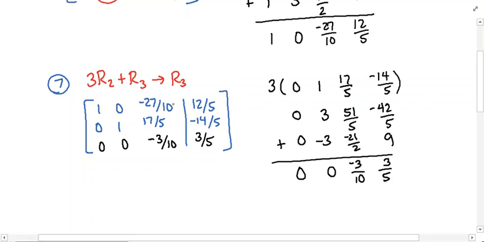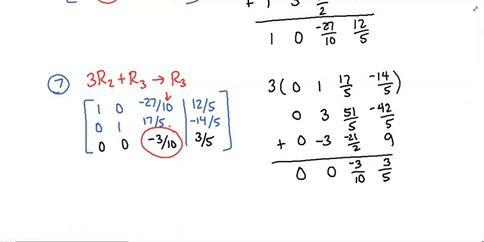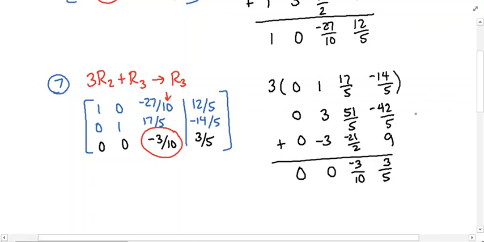First order of business, secure your 1 on the main diagonal. So you need to change this guy to a 1. Switching rows does you no good. So we're going to have to multiply or divide this row by a non-zero number. Easiest way to get the 1 there is to take -3/10 and divide it by itself. Anything divided by itself is 1.